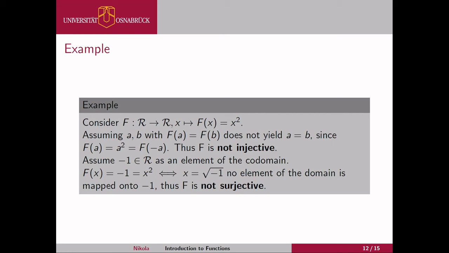And similar for the surjectivity condition, assume the element -1 out of the real numbers to be the element of our codomain. Now we can ask, well, every single element of our codomain has to have a pre-image, but what is the pre-image of -1, right? So what squared is equal to -1? And the simple answer is nothing. There is no real number which squared yields -1. Thus the function is not surjective, as not every element of the codomain is hit.